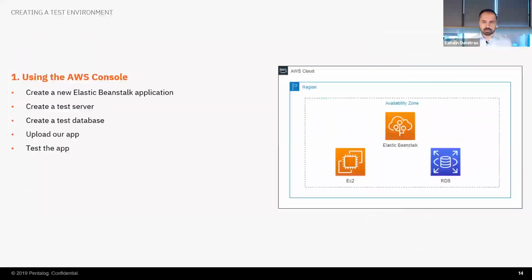All right, so what we are going to do is create that new Elastic Beanstalk application. We are going to create a new test application server, create a new test database, upload our app, and test it on the new environment. Keep in mind this graphic on the right. We are going to come back to it once the application is configuring, because it does take a while to boot up.